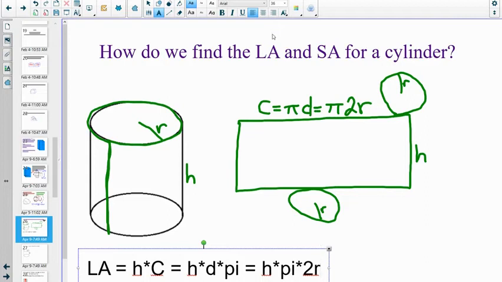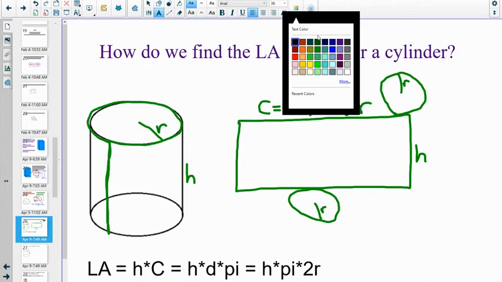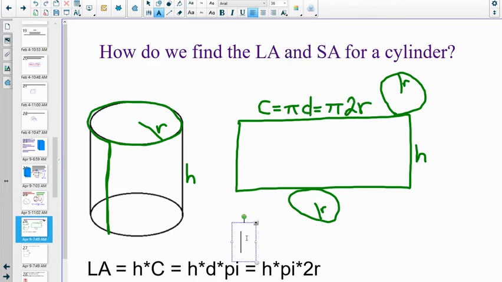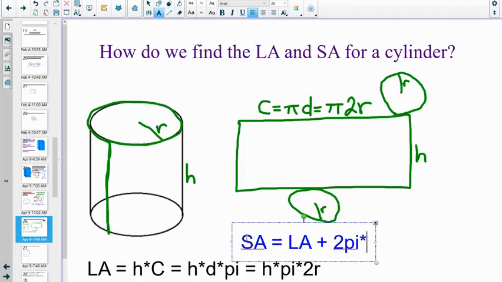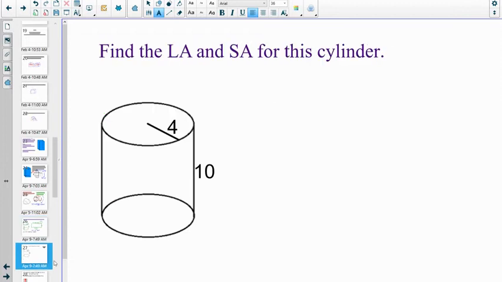And then finally, for the surface area, I'll switch to a different color so we can see the difference between these. The total surface area will be the lateral area plus 2 times the area of the base. And of course, the area of the base is pi times the radius squared. So lateral area plus 2 of the bases. And there we go. There's your formula for a cylinder.